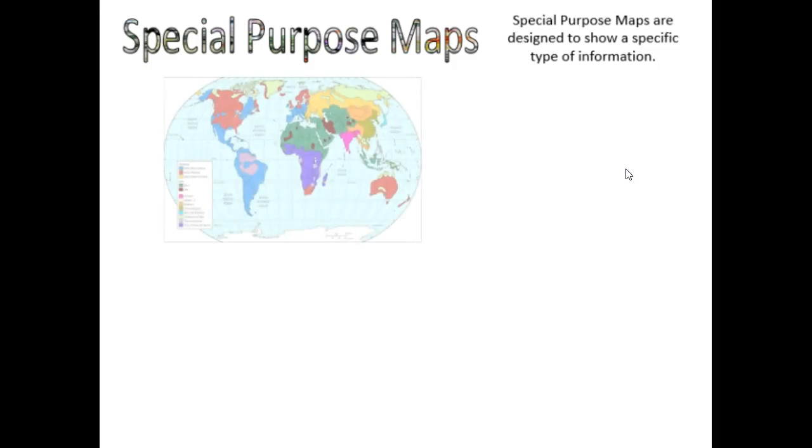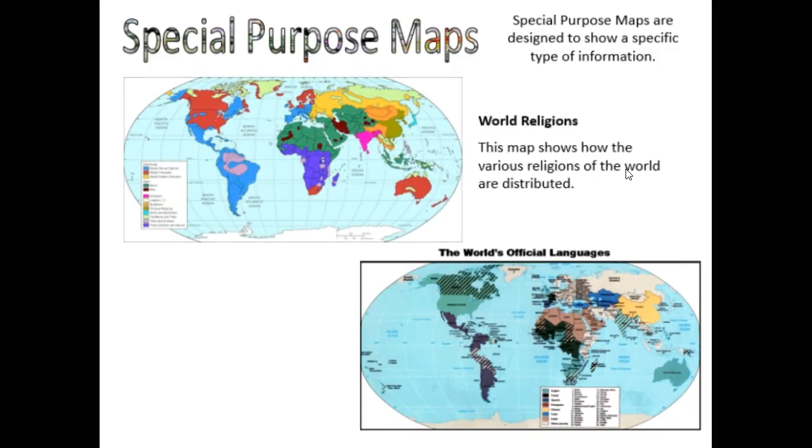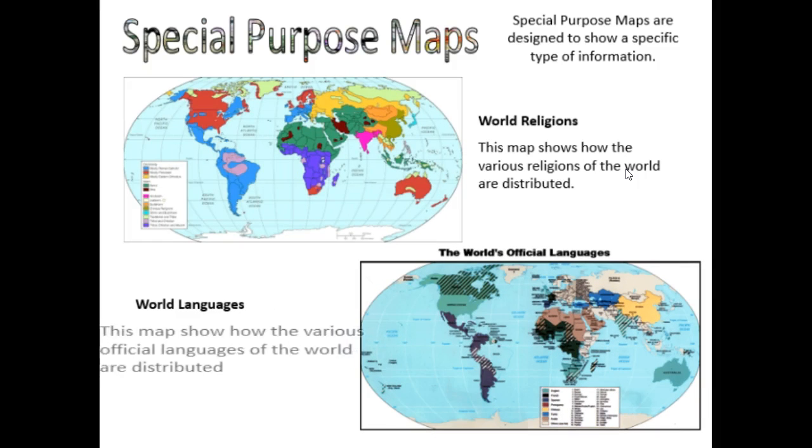Next up, special purpose maps. Special purpose maps are designed to show a specific type of information. In this case, you have two maps that show religions and world languages. So this will show us what religions are dominant in these areas, and then this one shows what people speak in these areas. So basically, thematic maps show us different things. They can indicate a lot of stuff. I mean, if you wanted to know what people's favorite color was, that's something that you could also show in a thematic map.